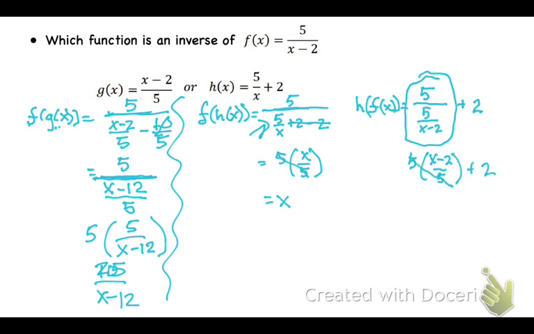The 5 was reduced out, and so I have x minus 2 plus 2, which is x. So did I get x both times? Yes. So h of f inverse of x is x, and I had to show this commutative property, which only happens on composite functions when they're inverses of each other.